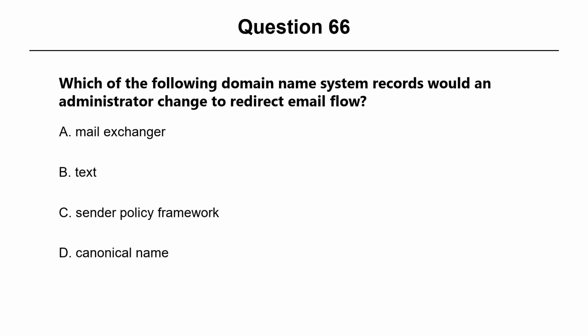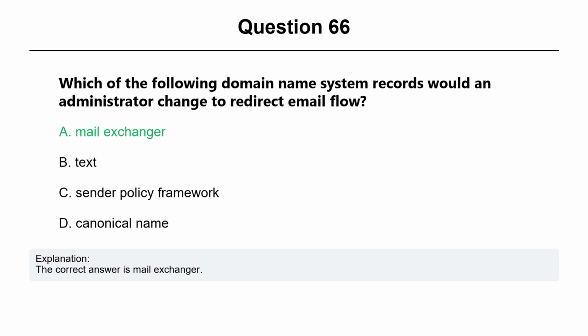Question 66. Which of the following domain name system records would an administrator change to redirect email flow? Option A, mail exchanger. Option B, text. Option C, sender policy framework. Option D, canonical name. The correct answer is option A, mail exchanger.